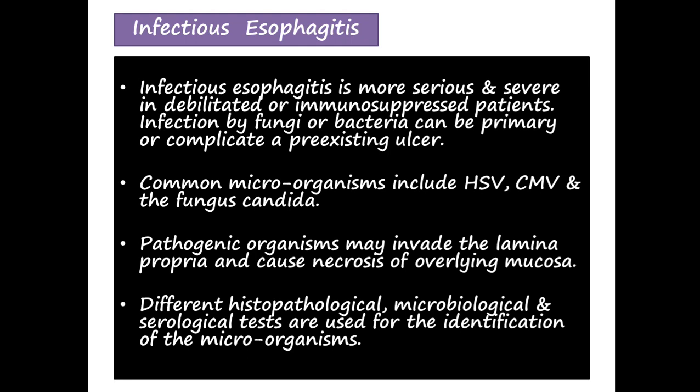We know that on cross section of the esophagus we see the mucosa lying on the basement membrane known as the lamina propria, then the muscularis mucosa, then the submucosa, then the muscularis externa, and the serosa. So the pathogenic organisms can cause infection which may cross over the basement membrane or the lamina propria, and that will lead to necrosis of the overlying stratified squamous epithelial lining or mucosa.